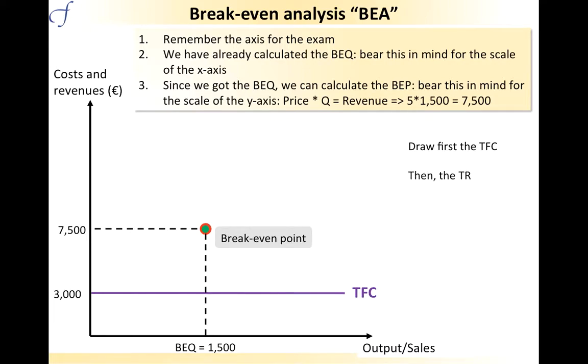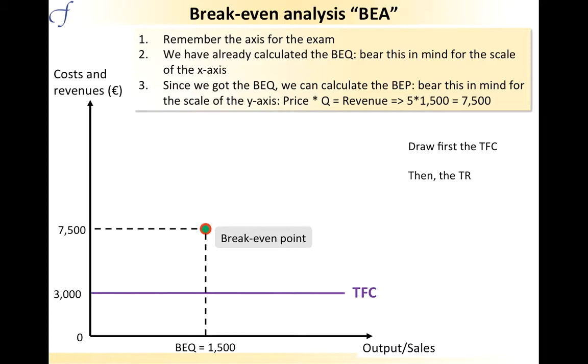You can then draw the total revenue curve. The total revenue curve is easy to draw because total revenue is equal to price times quantity. That means that when the quantity is equal to 0, the total revenue is equal to 0. Price times quantity equal to 0. The total revenue curve always starts at the axis intersection, at 0.